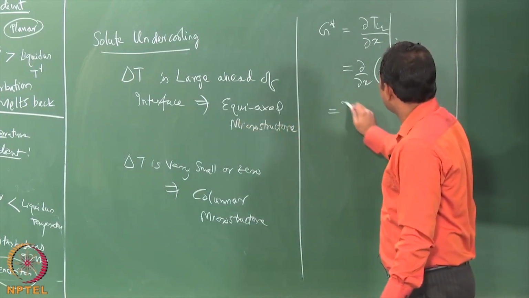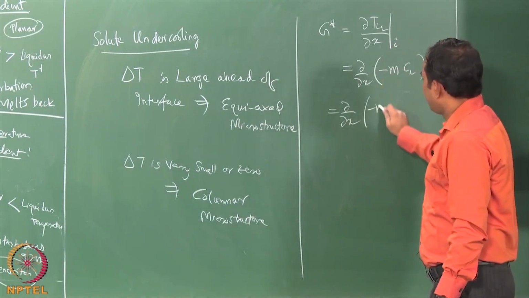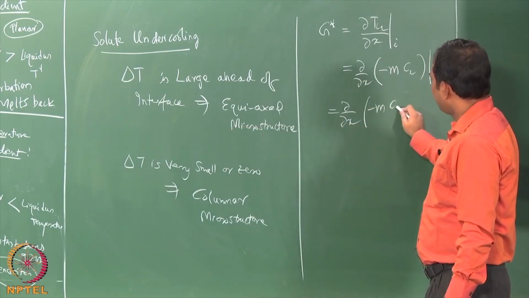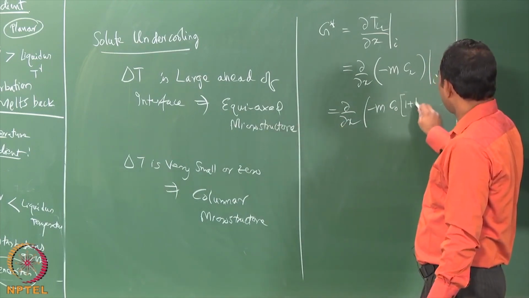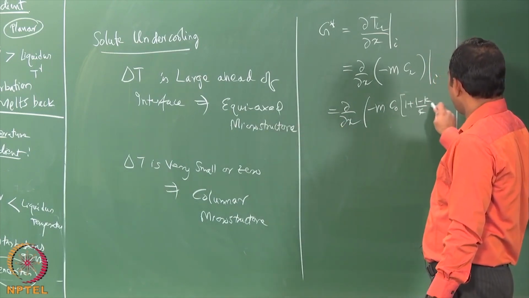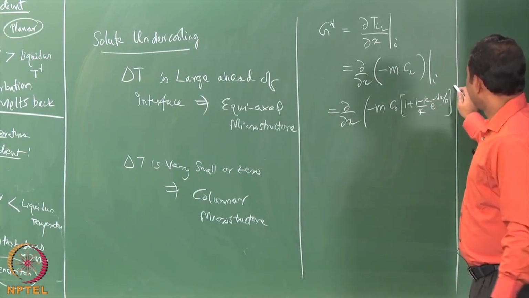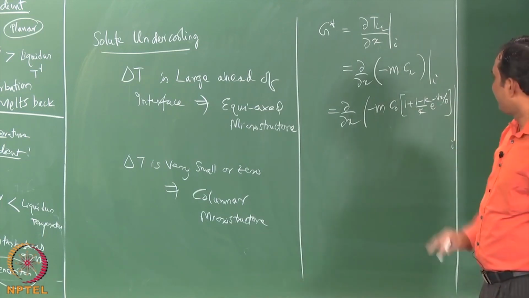So, you could write it as dou by dou x of minus m, and we have that expression, C L is nothing but C naught into 1 plus (1 minus k) by k e raised to the power of minus V x by D, and this has to be applied at the interface, which has x equal to 0.